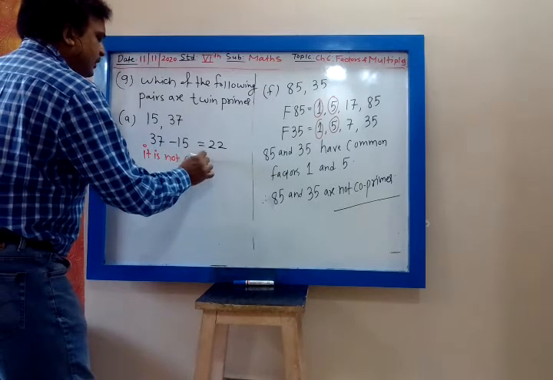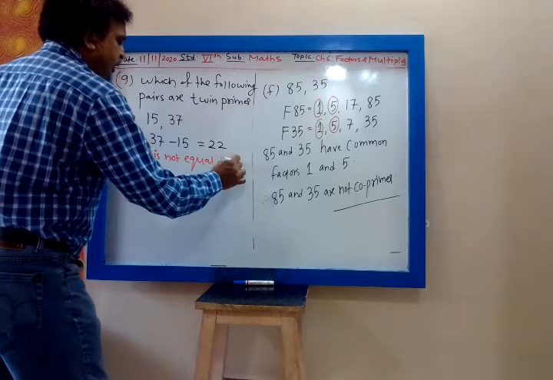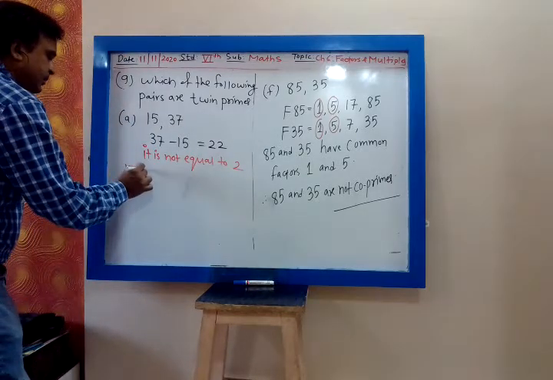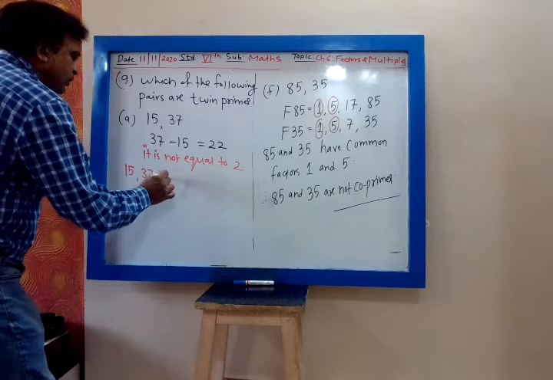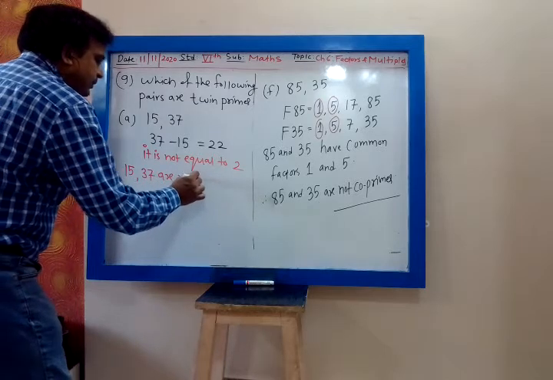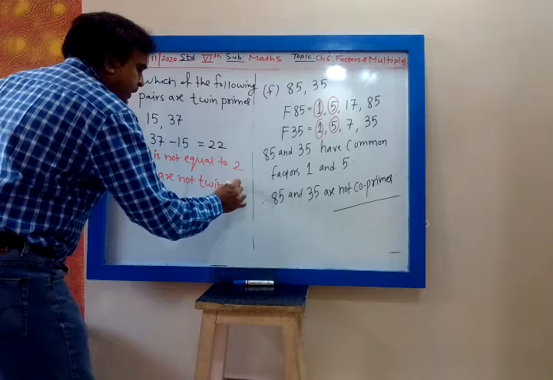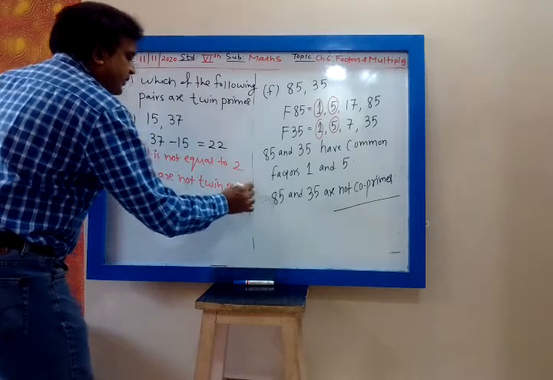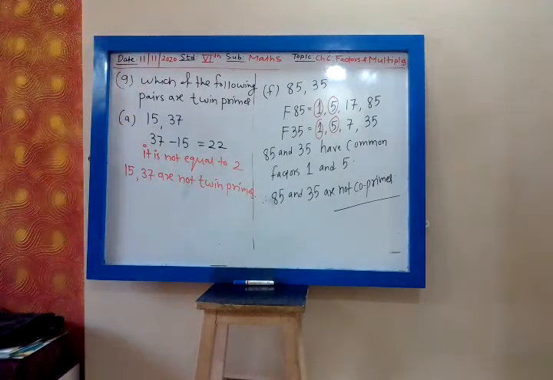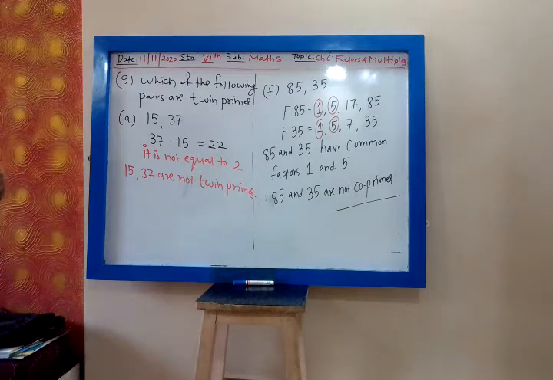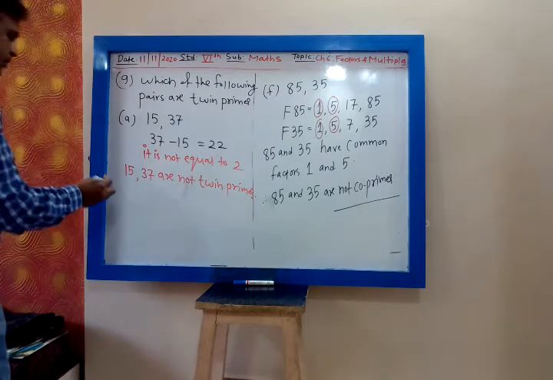Are you getting it? If it is not equal to 2, they are not twin primes. So 15 and 37 are not twin primes. They are co-primes, but they are not twin primes. Is it clear?